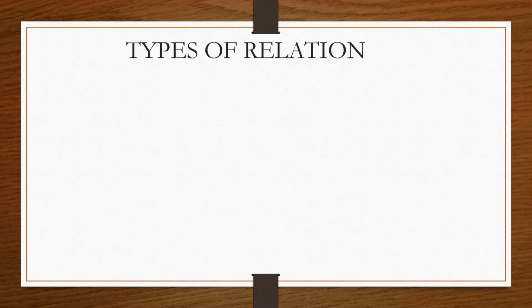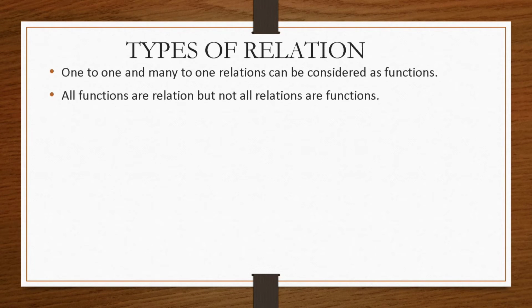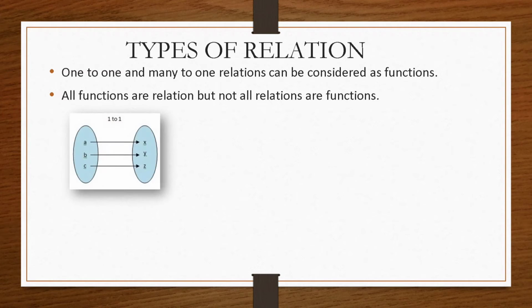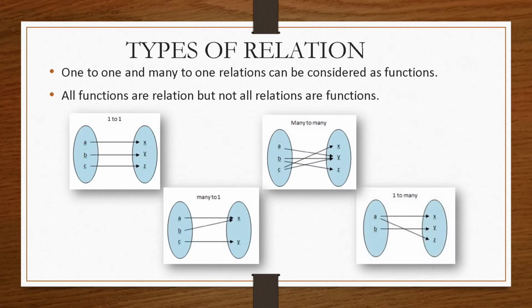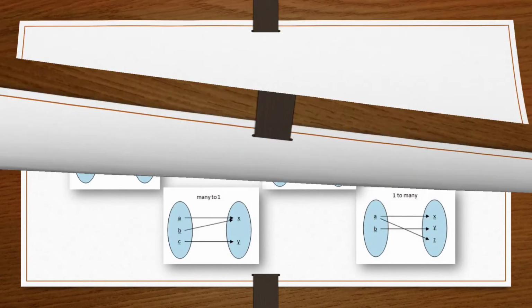So we have different types of relation. Take note that one-to-one and many-to-one relations can be considered as functions, and all functions are relations, but not all relations are functions. First is one-to-one. Next are many-to-one, many-to-many, and one-to-many.